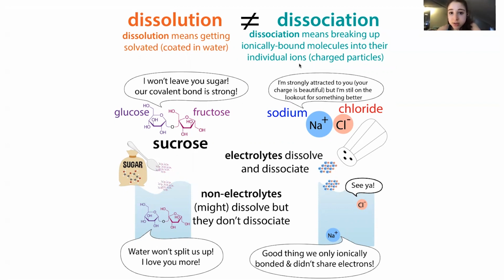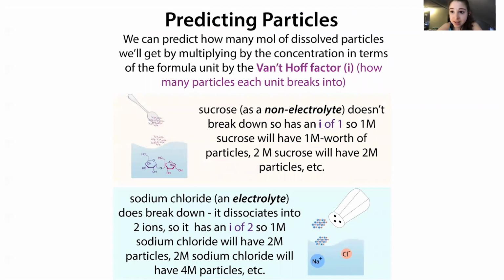What about a salt? If you take sodium chloride and stick it into water, the electrolyte is going to dissolve and dissociate. So you put in one formula unit's worth of sodium chloride, and you get a unit's worth of sodium and a unit's worth of chloride. Now you have 2 units worth of the thing that you put in. So you have twice as many particles as units that you put in.